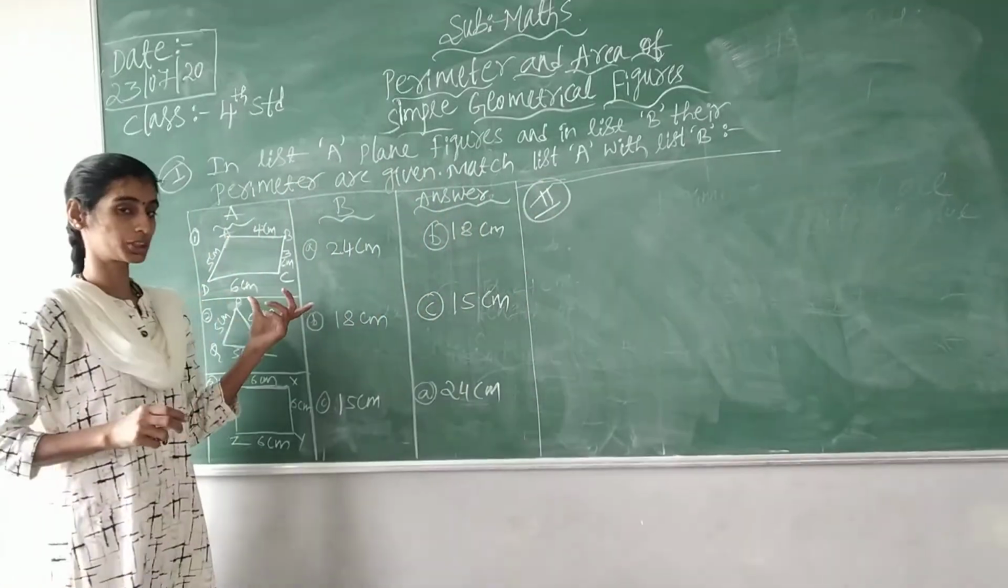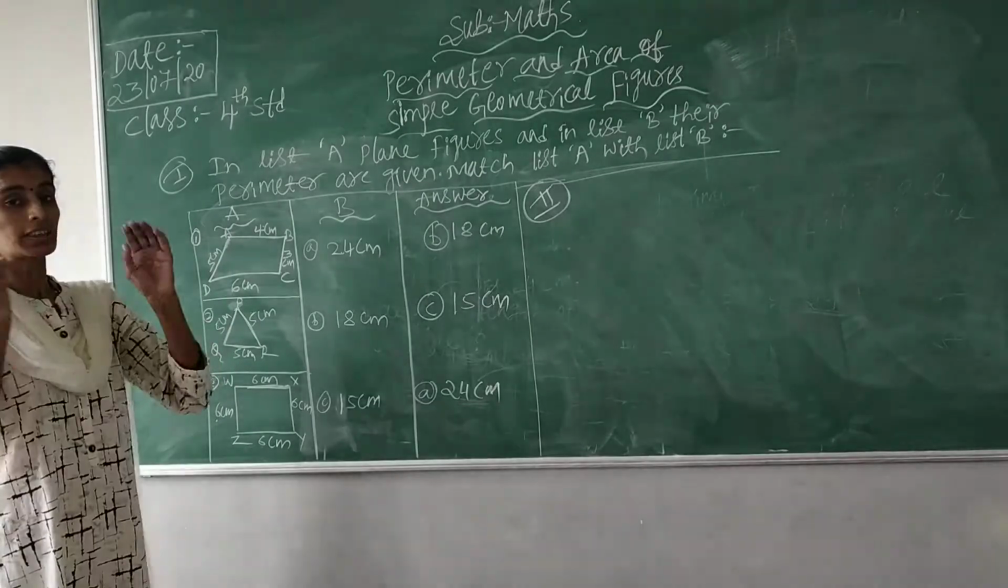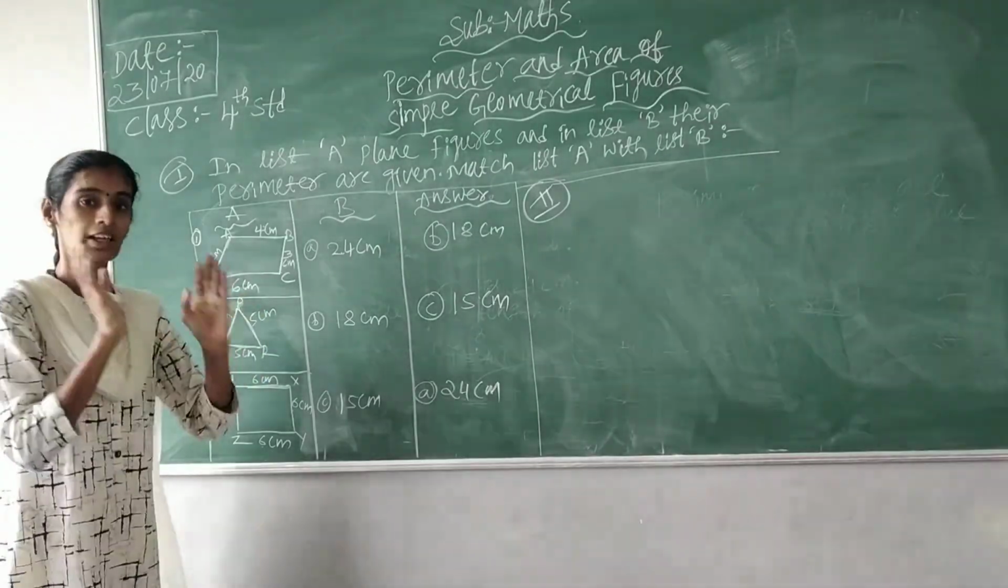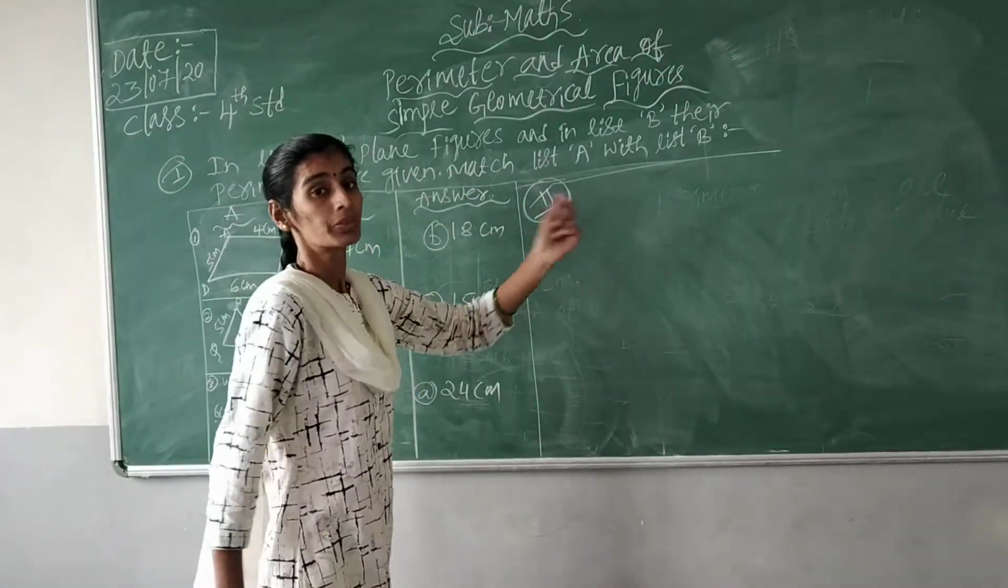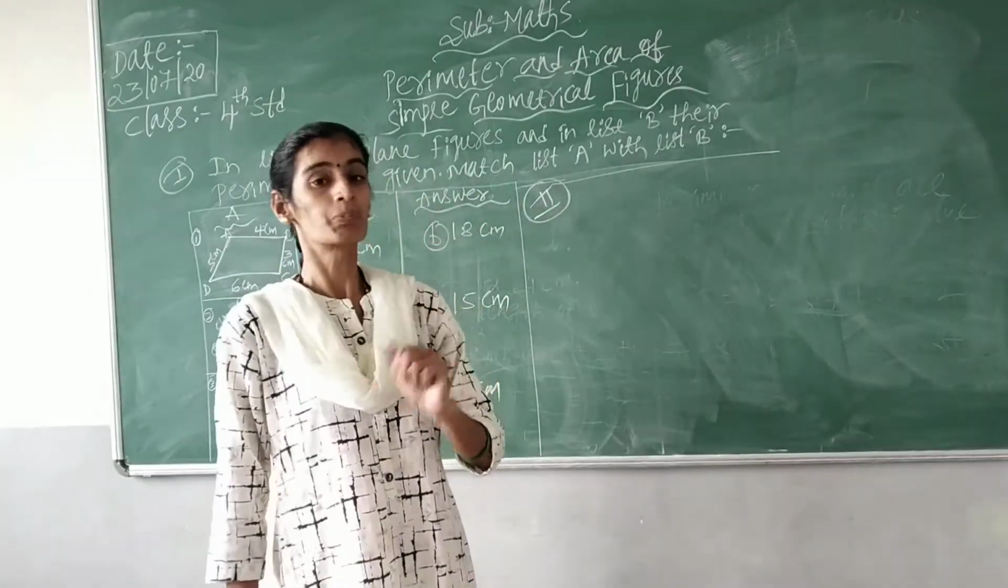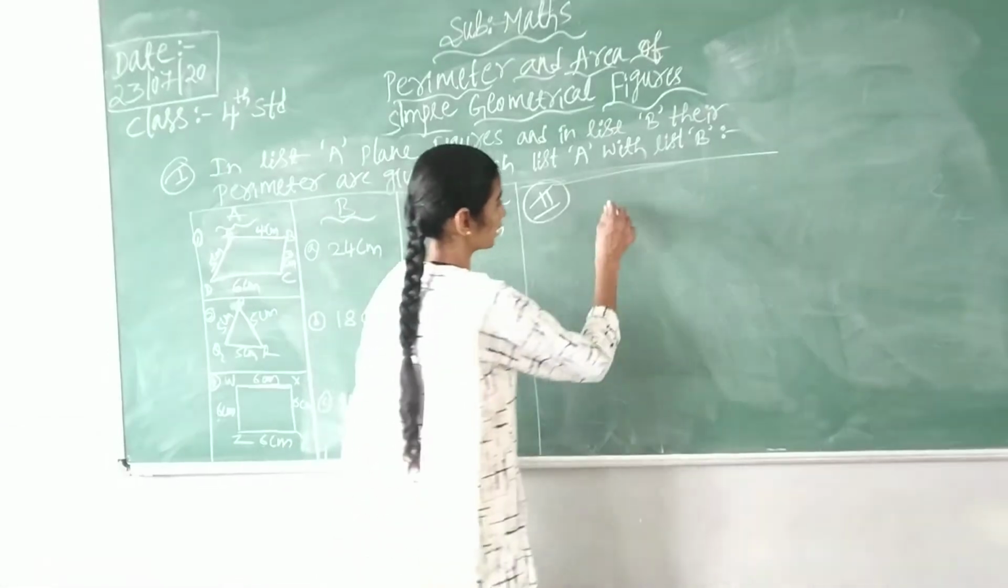In this type of question, children, in the first type of question, they will be giving you all the sides and you are going to find the perimeter. In the second type of question, they will give you the perimeter and one side will be missing.